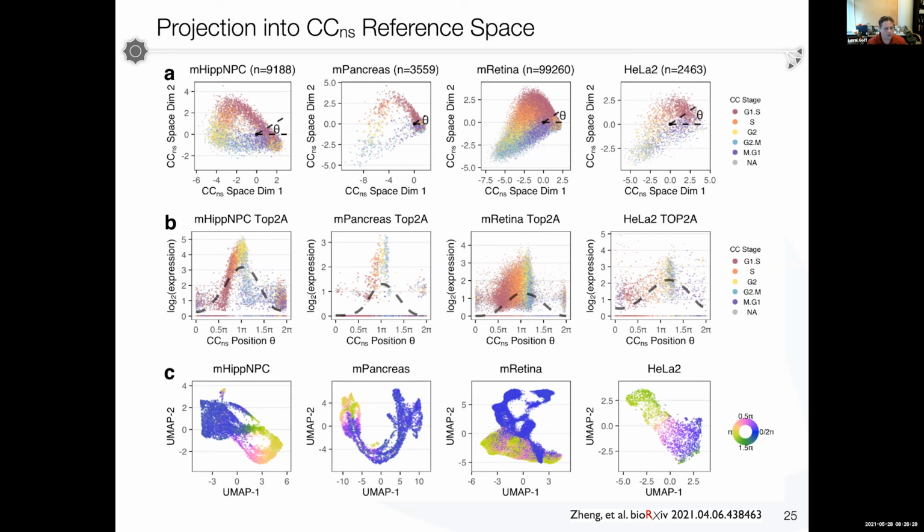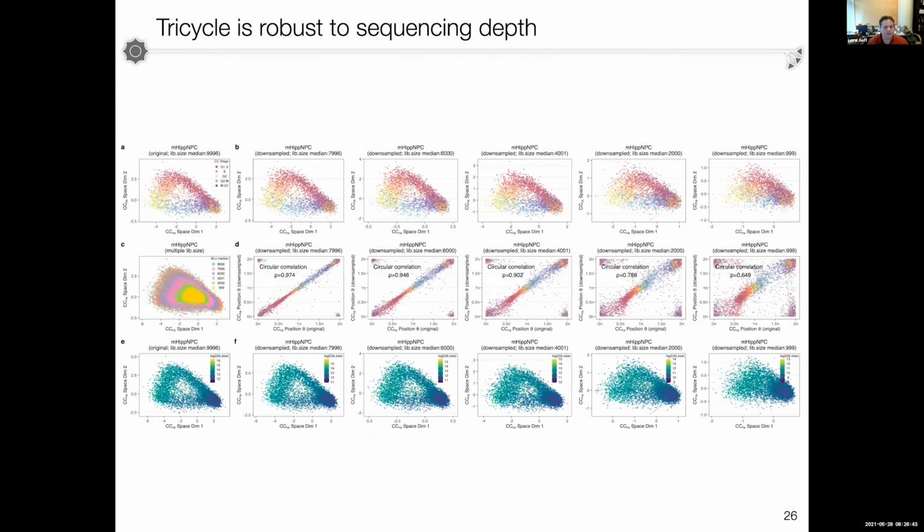And down at the bottom, we're showing you a UMAP of the top 10 or 20 principal components from each of these data sets, colored by our now cell cycle annotation, and you can actually see very cleanly the progression. And importantly, it is continuous and not discrete, but this method is also very robust to sequencing depth. If we downsample the libraries, we can still get very robust and accurate and consistent estimates of cell cycle position.